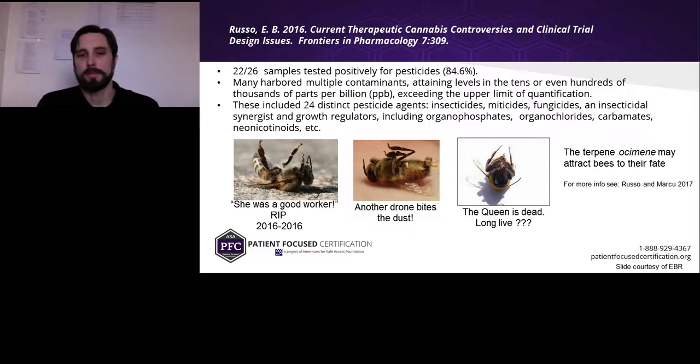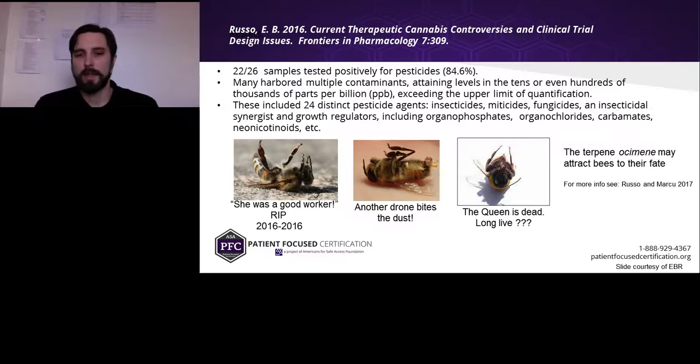22 of the 26 samples tested positive for pesticides, 84%. Many harbored multiple contaminants, attaining levels in the hundreds or even thousands of parts per billion. So this includes 24 distinct pesticides. And we're talking about all things that are pesticides, things that kill bugs, or even fungicides. So these could be growth regulators and things like this.